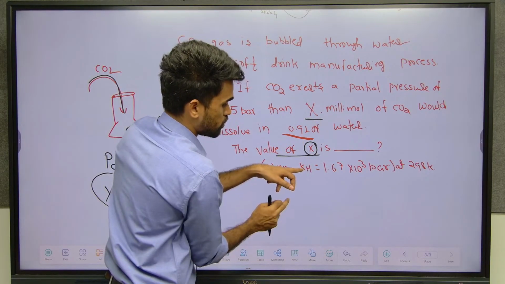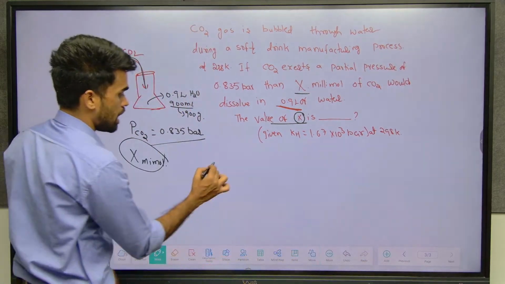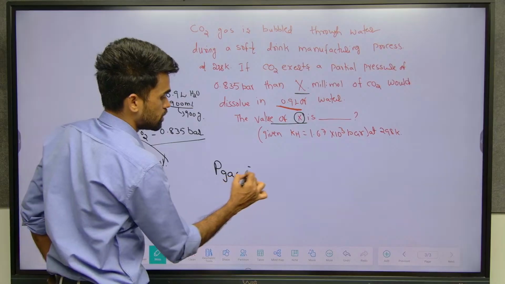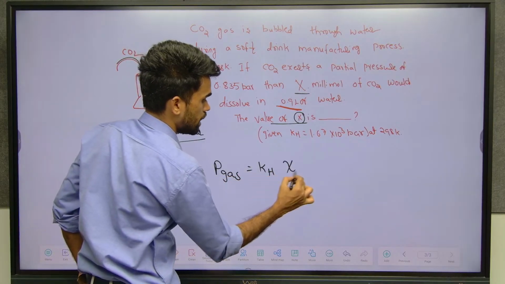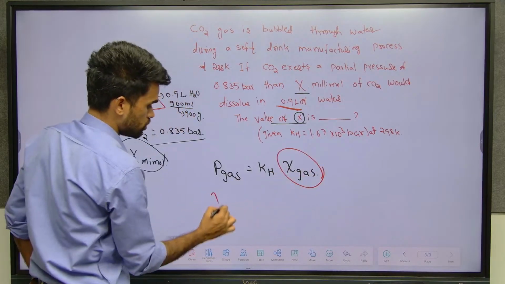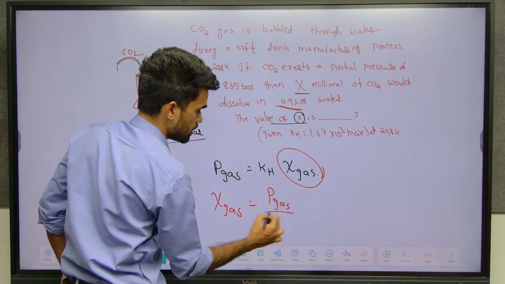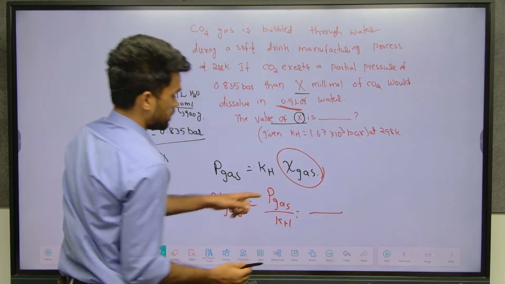See what data is provided. KH is also given. So now what we need to do: P gas equals KH X gas. Now I want X gas, so X gas equals P gas by KH. How much is it? What is P gas?